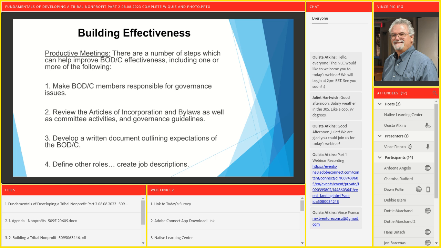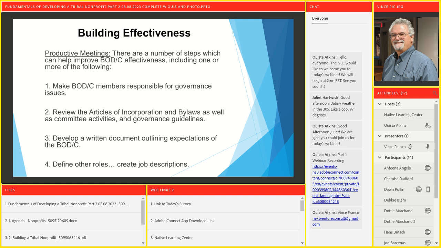Make members responsible for governance issues. Review articles of incorporation and bylaws. Not so much articles. Articles are kind of like Moses standing. Those are like the 10 Commandments. You're not going to change those, hopefully. But your bylaws are much more flexible and easy to change. So keep that in mind.